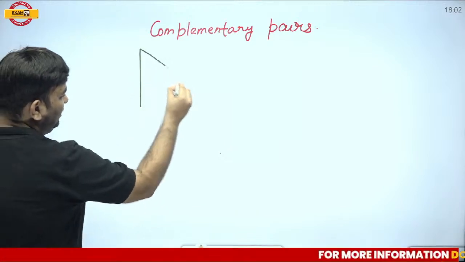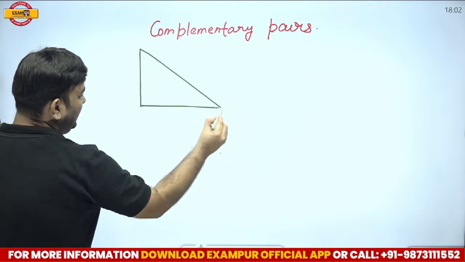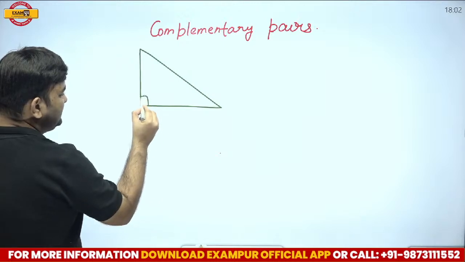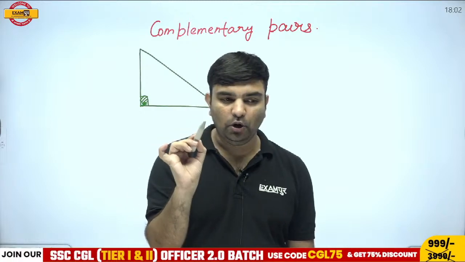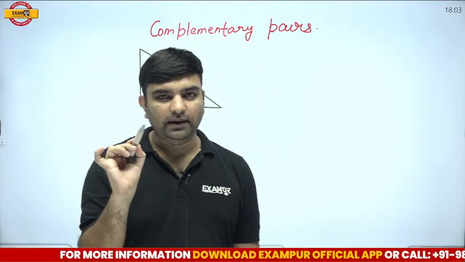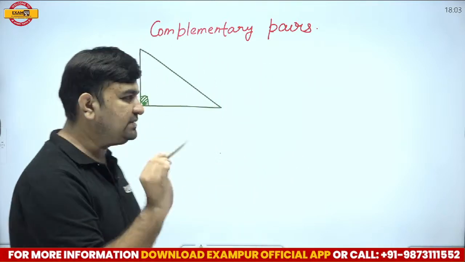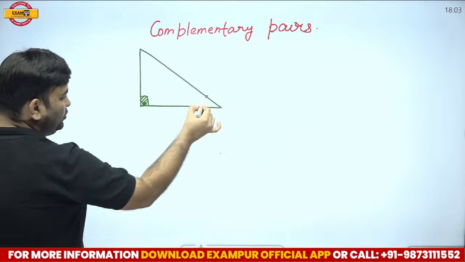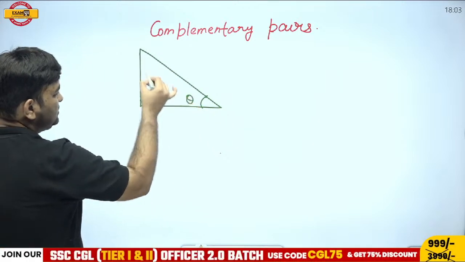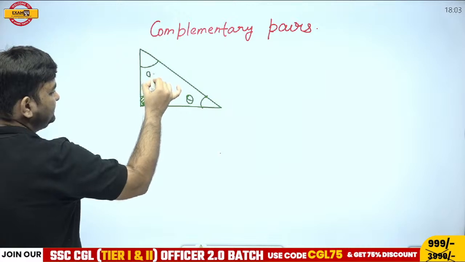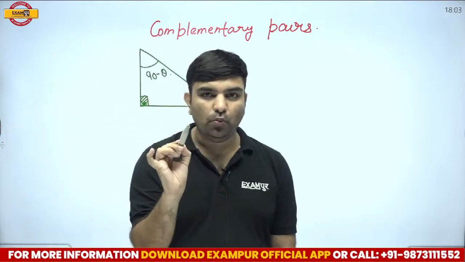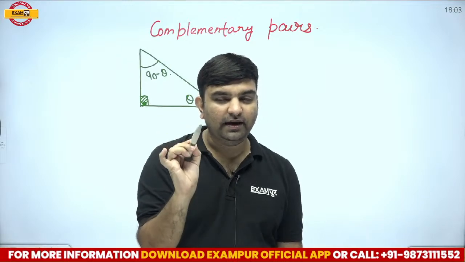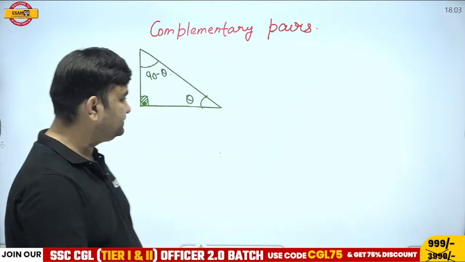In any right angle triangle, one angle is always 90. If I assume another angle as theta, then the third one is 90 minus theta. Agree? If I assume one angle as theta, then the third angle is 90 minus theta.